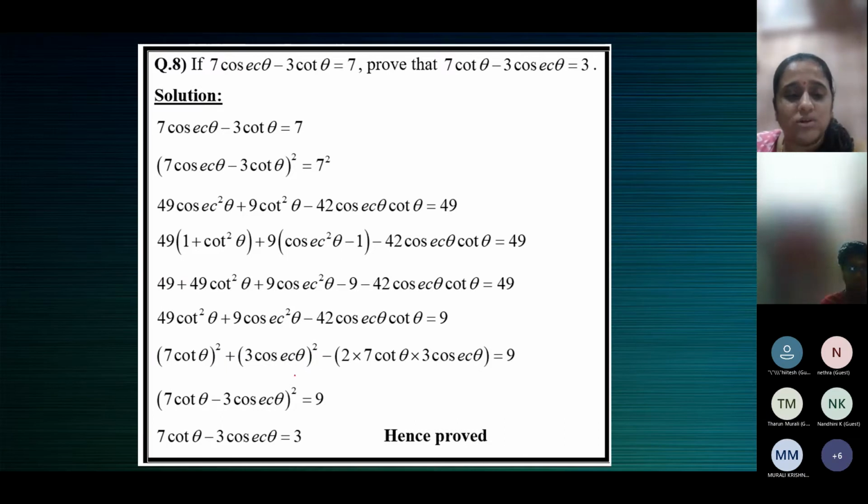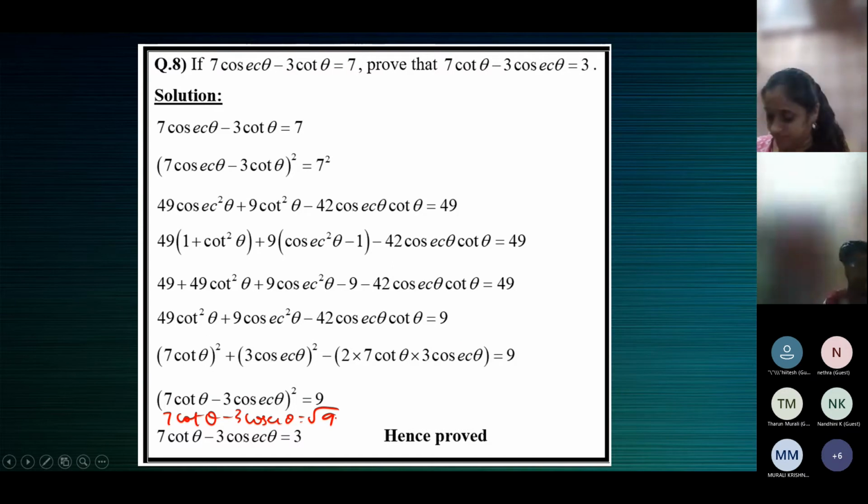So A minus B the whole square is equal to 9. So A minus B is equal to square root of 9, which is 3. Maybe you can write the step if you want. So 7 cot theta minus 3 cosecant theta is equal to square root of 9, which is 3.